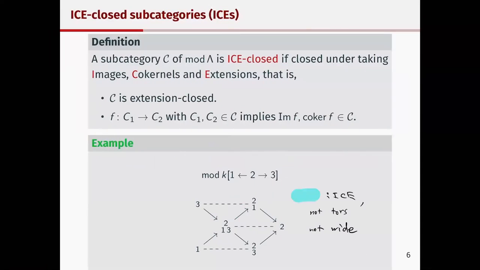Let's look at another example. Consider the path algebra of this A3 quiver. Then the Auslander-Reiten quiver is this. In this case, there is an ICE closed subcategory which is not a torsion class and not a wide subcategory. Consider this subcategory. Then it's not closed under quotients, so it's not a torsion class, and it's not closed under kernels, because the kernel of this map is this, so it's not wide. But we can check that this subcategory is ICE closed. It's still closed under images and cokernels.